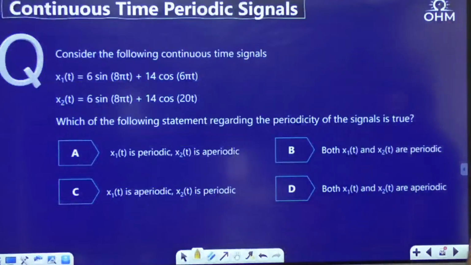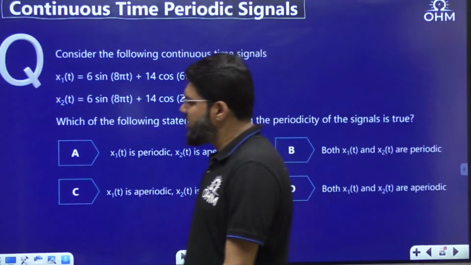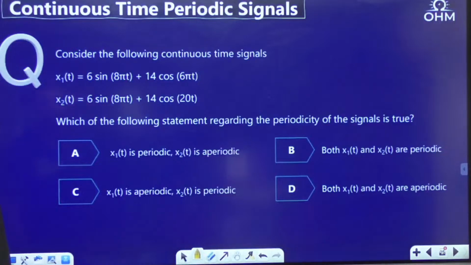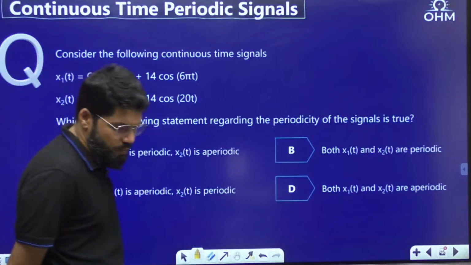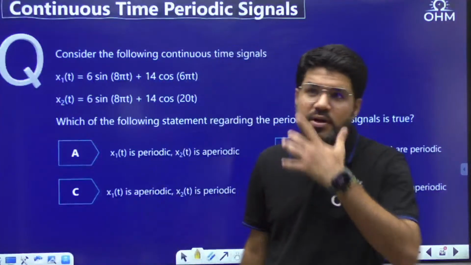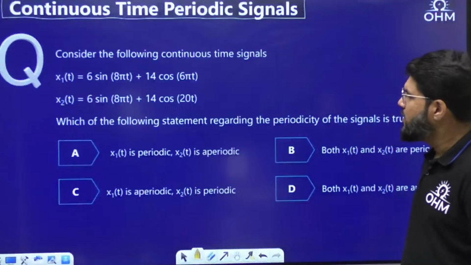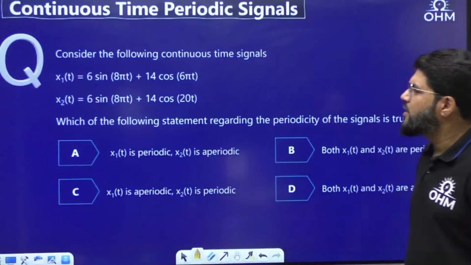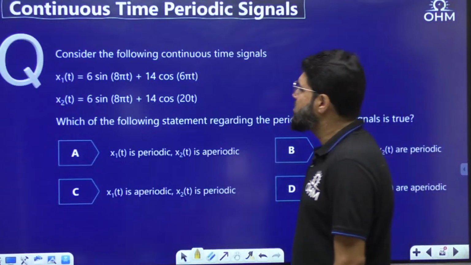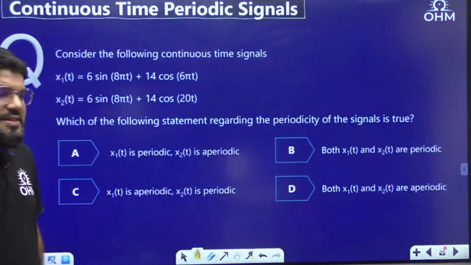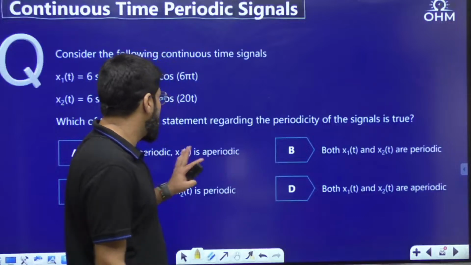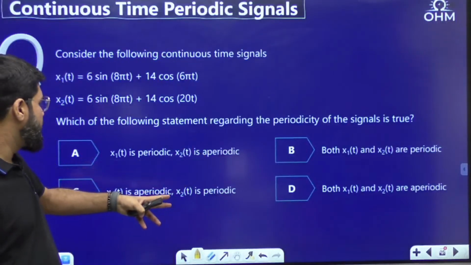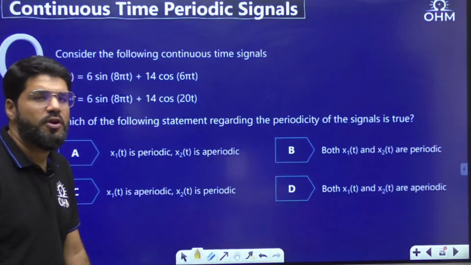Now have a look into this question. There are two continuous time signals given to you, x1t and x2t. x1t is 6 sin 8 pi t plus 14 cos 6 pi t, and x2t is 6 sin 8 pi t plus 14 cos 20t. Which of the following statements regarding the periodicity of the signals is true? Let's have a look into it. The options are: x1t periodic and x2t aperiodic, both periodic, both aperiodic, x1 aperiodic and x2 periodic. Which option is correct?